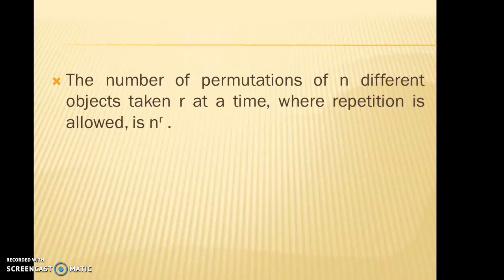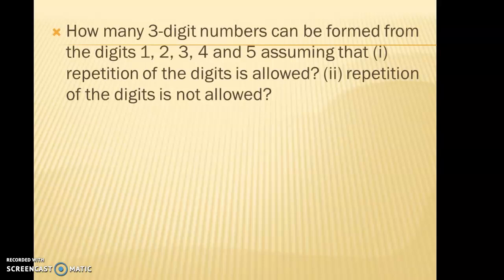Another definition, another formula: the number of permutations of n different objects taken r at a time, where repetition is allowed, is n to the power of r. So we should remember these two formulas to calculate permutations. Suppose we take an example. How many three-digit numbers can be formed from the digits 1, 2, 3, 4, 5, assuming that repetition of digits is allowed and that repetition of digits is not allowed?